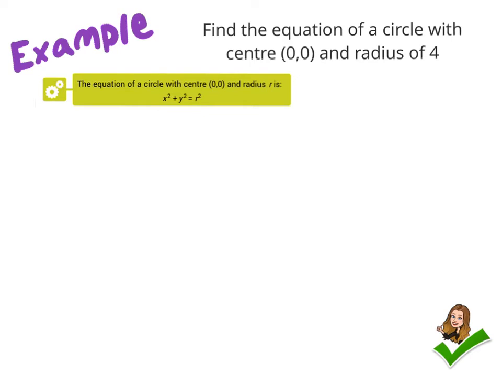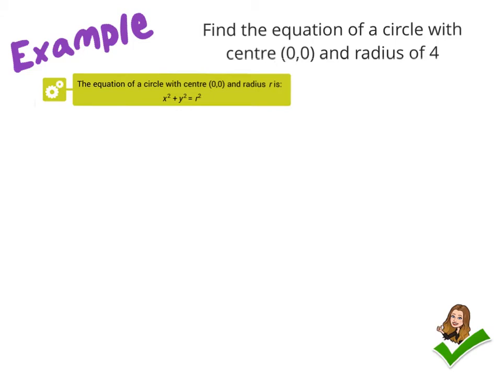Now, the thing to make a note of here is, first of all, this is in your log tables, so you don't have to learn it off, but you do need to learn when you will use it. And you can only find the equation of this circle using this formula when you have a center 0, 0. The radius can be any number at all, but you have to have a center 0, 0.